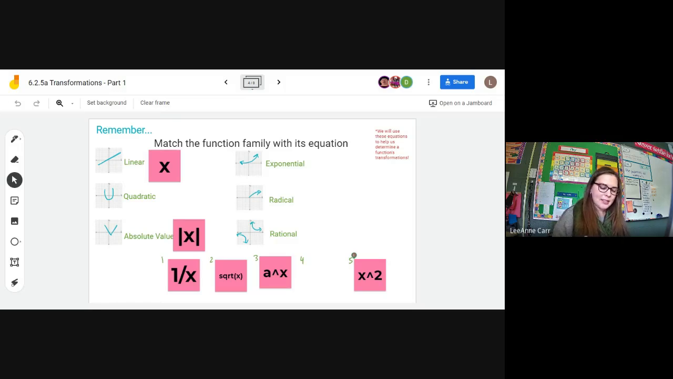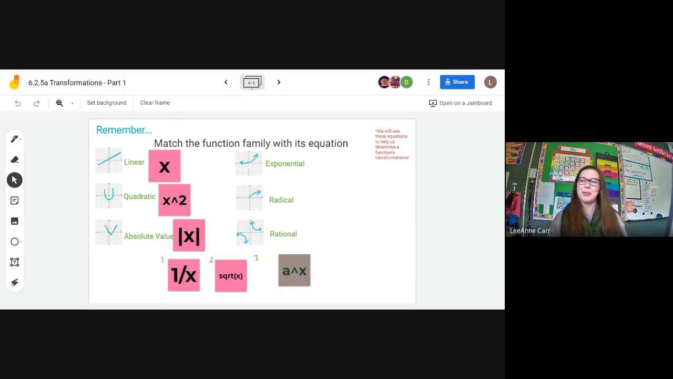I'm going to move this x to the power of 2 over to quadratic. That is one that we did last unit. So now I'm left with 1, 2, and 3. Let's see. Does anybody know where 3 would go? This a to the power of x. It wouldn't let me do exponents, but you guys can get the gist of it. Where do you think 3 would go? If you had to take a guess, just throw it in the chat if you think you know. We got 3 left. Yes, this is an exponential function.